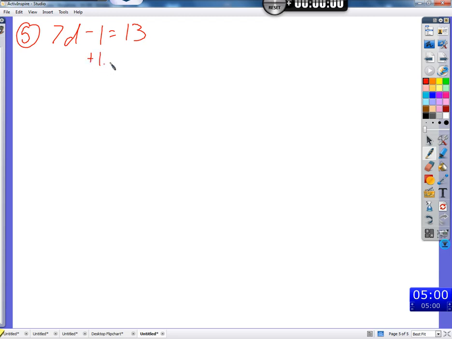So if we were to eliminate that negative 1, negative 1 plus 1 is 0. Now 7d plus 0 is just 7d, and on this side we have 14. Now the dividing idea is a good one. It's an easy one, right? It's an easy step to take. And d is equal to 2. We divide by 7 on both sides.